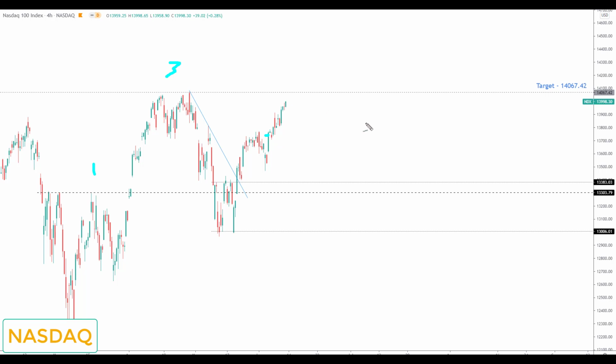So I would be looking to book profits in this. And in the Nasdaq, I would prefer to wait and see what happens. Probably leave this until the following week to look for further opportunities.